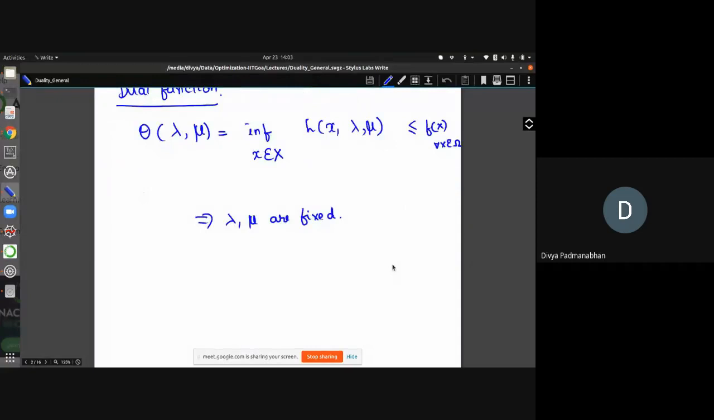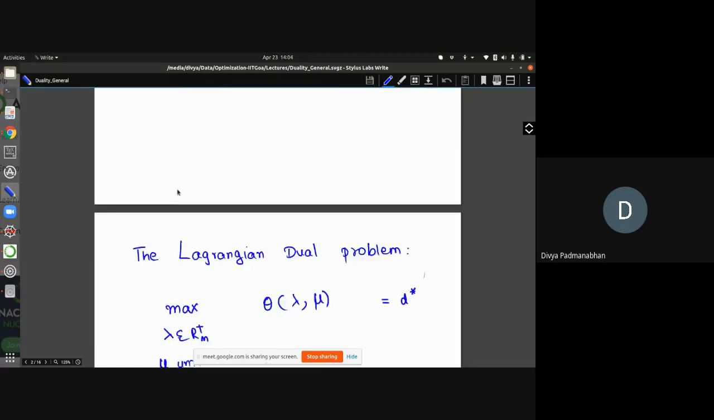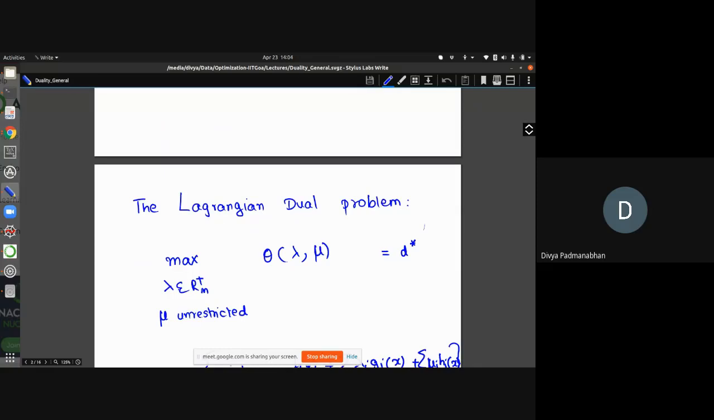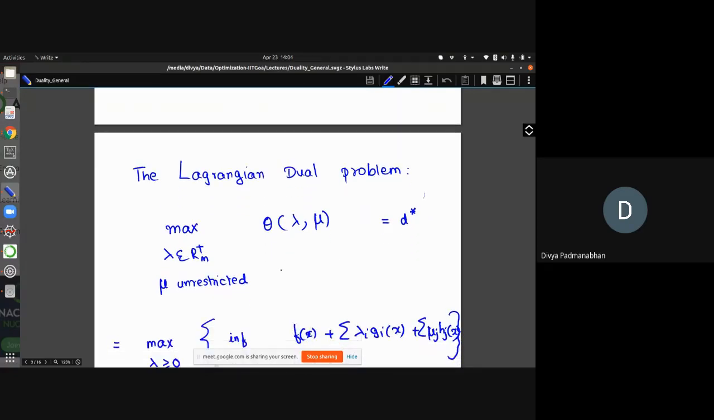Okay, and so we were interested in finding the best lower bound to our original function, and so here there was some variability we had in terms of lambdas and mu's. So this is something we could choose, and so the dual problem was to find the lambdas and mu's such that this dual function, theta of lambda mu, is maximized. Okay, and we called this d star, the optimum value of the dual. Okay, and this is called the Lagrangian dual, and there are different variants of the dual. In particular, this is one of the most popularly used dual concepts, and we are going to look at that.